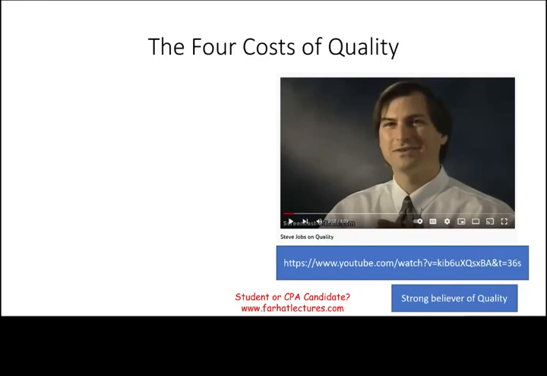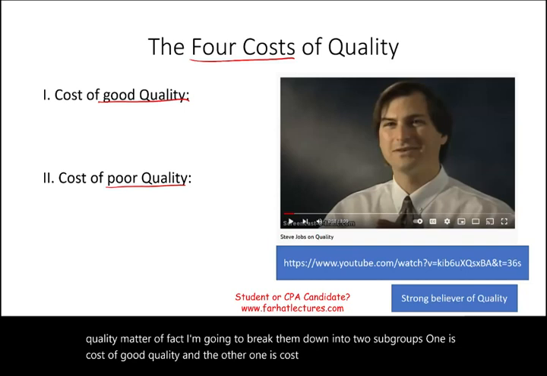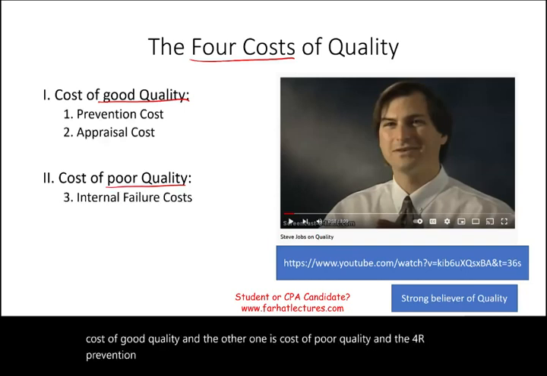Hello and welcome to this session in which we will discuss the four costs of quality. As a matter of fact, I'm going to break them down into two subgroups. One is cost of good quality and the other one is cost of poor quality. And the four are prevention cost, appraisal cost, internal failure cost, and external failure cost.